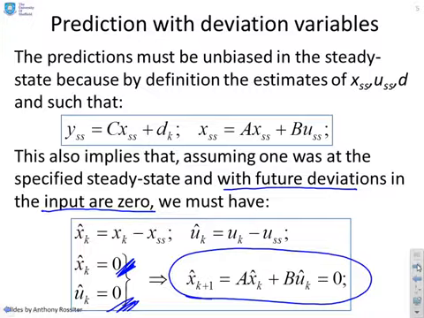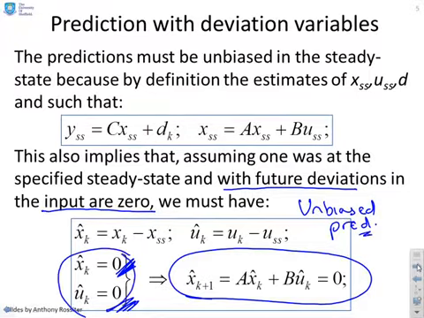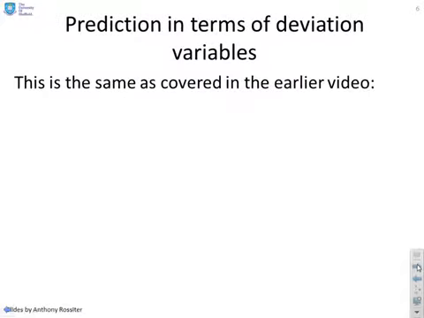Now, I know that my state space model will therefore work. I know therefore that I must get unbiased predictions, because if I start from 0, which is what I'm doing there, I'm in the correct steady state. I'm starting from 0, I know that my future predictions will say you're going to stay at 0, and therefore using deviation variables will give me unbiased predictions, but it does assume that my estimates for XSS, USS and D are correct. Let's look at how we do the actual prediction then.